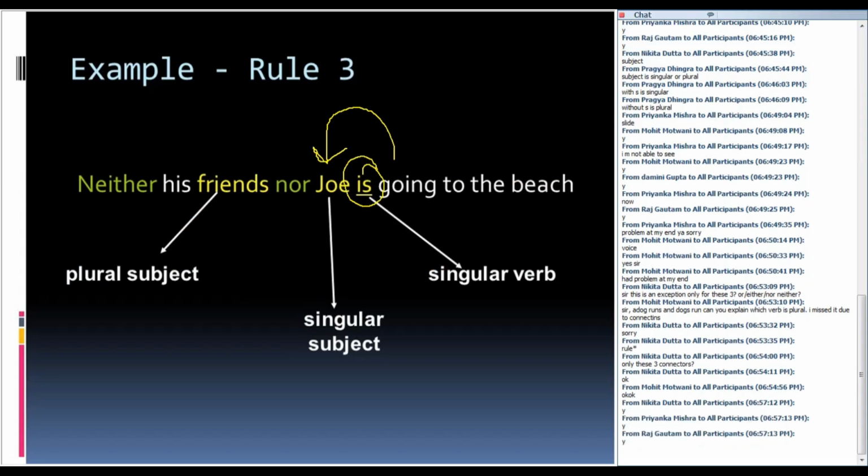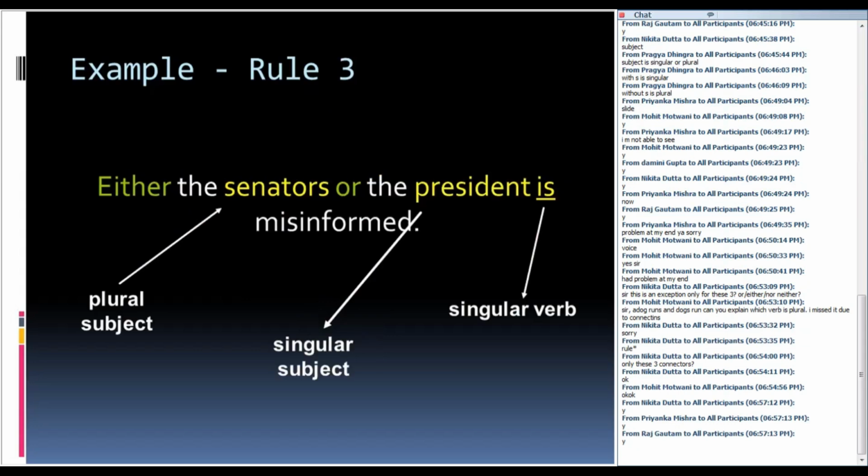Other examples are here. Either the senators or the president. Most of the people will say are misinformed. They believe that senators and president, they need both. But what you need to see is that if the connection is with either or, so only one of them. Either the senators or the president is misinformed.